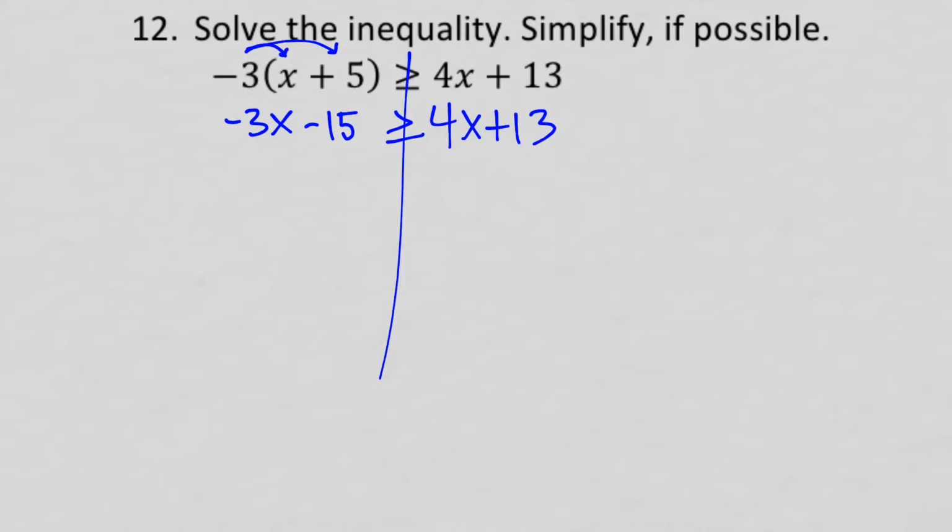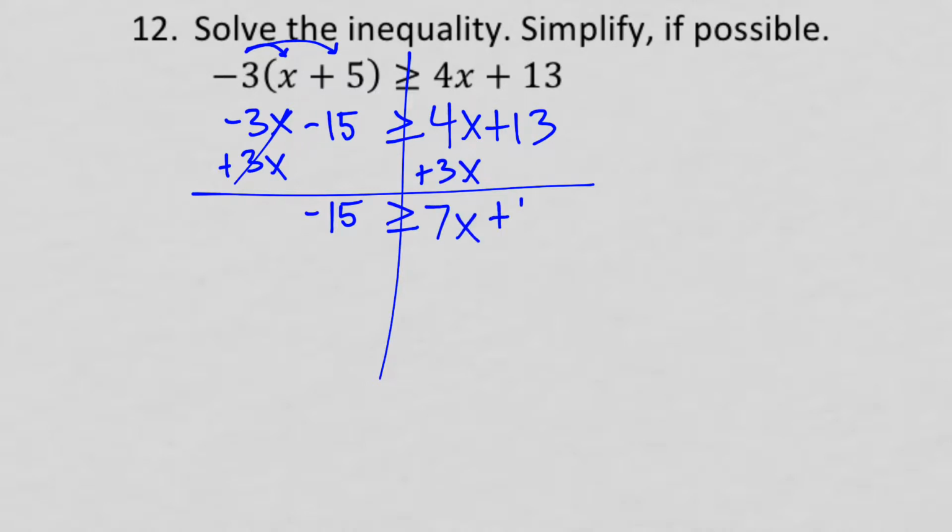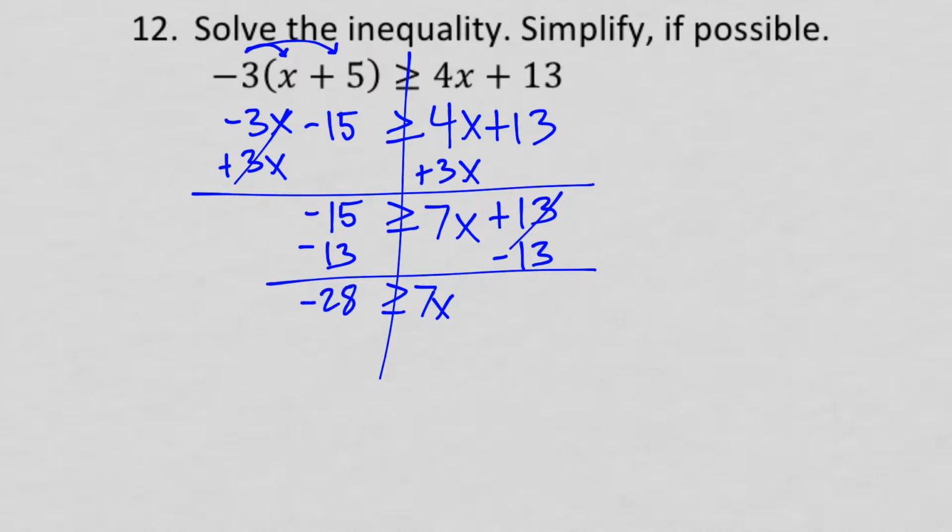Okay, I am going to add 3x to both sides. I always prefer to add than to subtract. So I'm going to add 3x to both sides. That cancels. On the left side, I have negative 15. On the right side, I have 7x plus 13. And now at this point, it's just a two-step equation. Get rid of the 13, get rid of the 7. So minus 13 on both sides. And you get 7x. Negative 15 and negative 13 make negative 28. And then divide by 7 on both sides. And so x is greater than or equal to negative 4. I mean, x is less than or equal to negative 4.